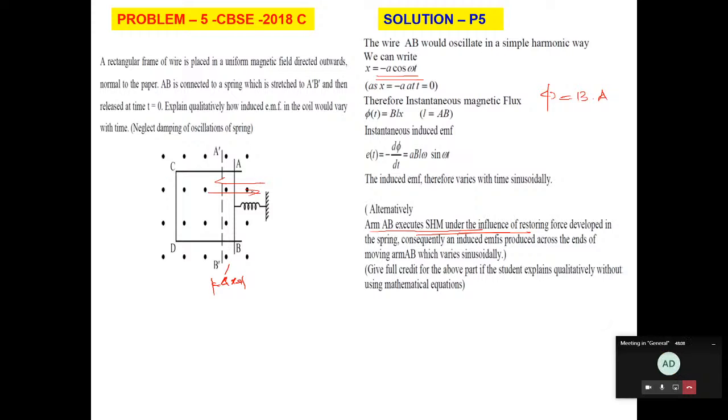The only concept here is flux, the value of flux, for which you have to find the area. Normally area will be equal to L into breadth, because it is a rectangular frame, but here the breadth you have to take as the small displacement delta x. Then you have to take d phi by dx, the variation of that displacement with respect to time. Then you will get the equation for EMF.